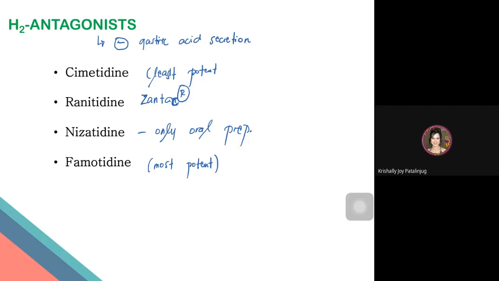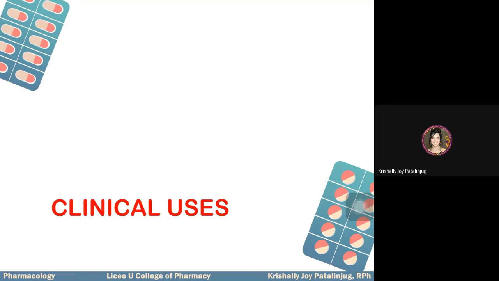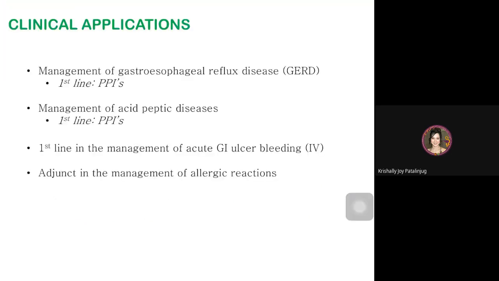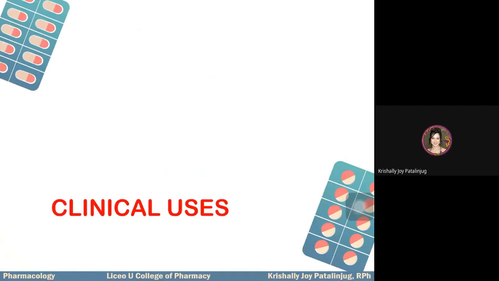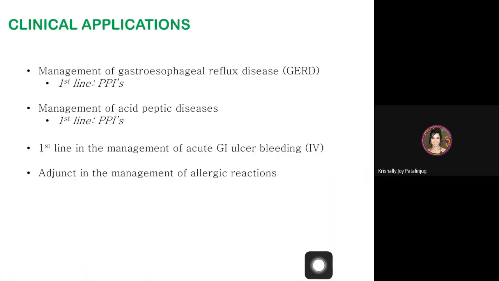Sige, let's have the clinical uses. So, dali na lang ni siya. Since ang ilang action is towards the H2 receptor present in the parietal cells, somehow related dito ang clinical application. So, we have the following uses of H2 blockers. Pwede sila gamitin for the management of GERD or gastroesophageal reflux disease. But please take note that the first line pa rin for management of GERD is PPIs or proton pump inhibitors.